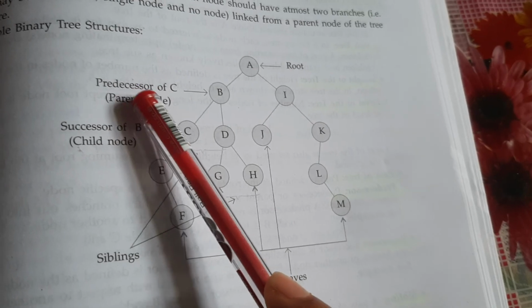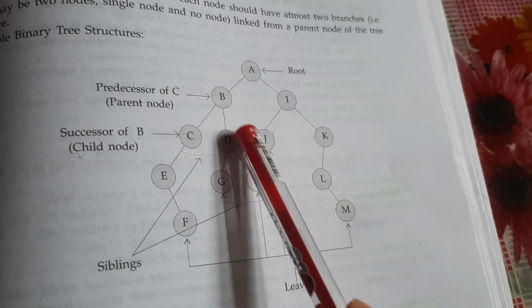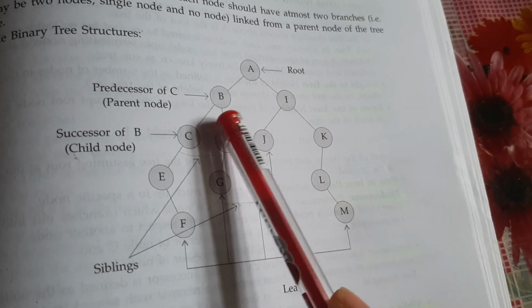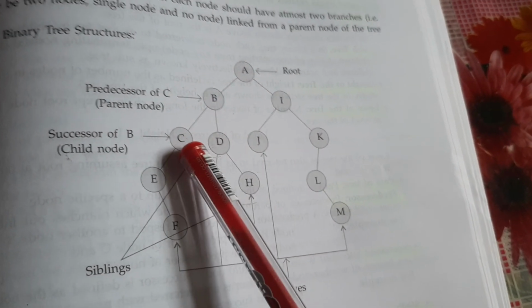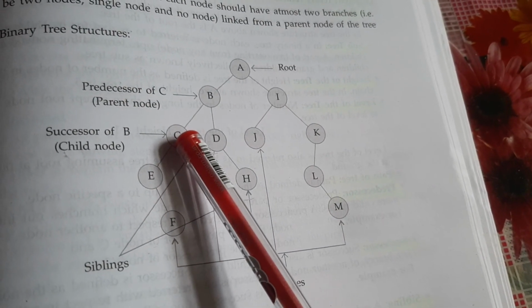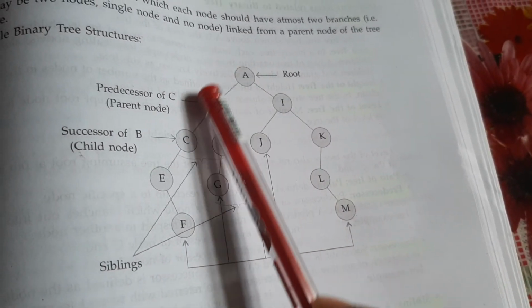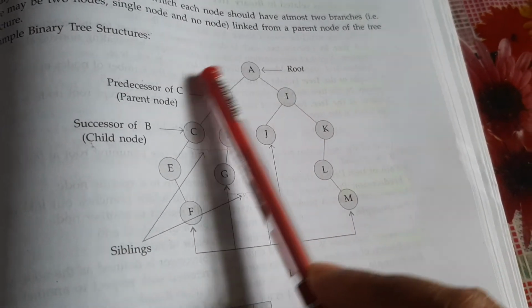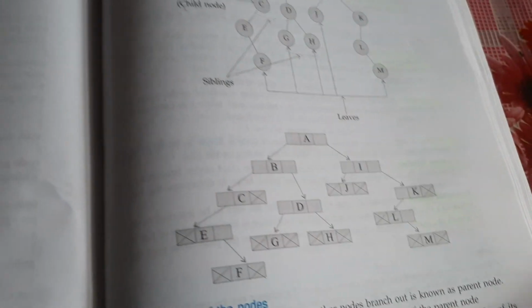These parent nodes are called predecessors, and each of the parent nodes will again have two children. Like that, every node will have either one or two children. There is a sibling that comes here. So this is called a binary tree.